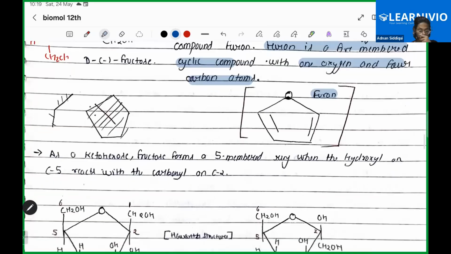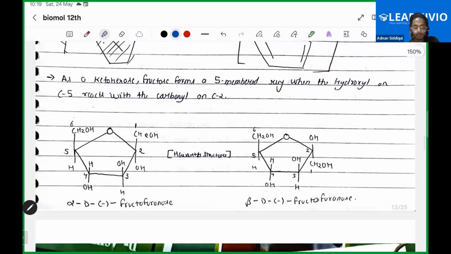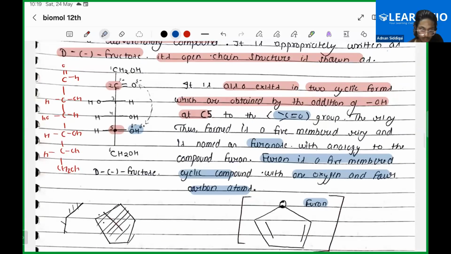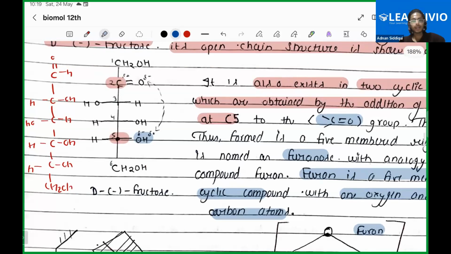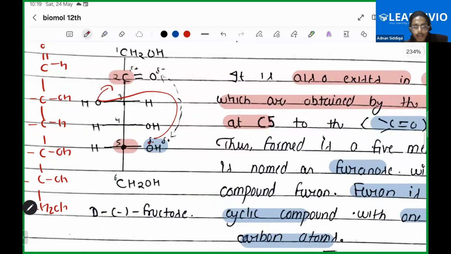So let us understand how these structures look. Here, again, we will rotate it by 180. We don't have to go into the mechanism because they won't ask you the mechanism for fructose. So let us understand it critically. We rotate it, then we do the conversion. Then this OH will attack here. If this OH is attacking at this carbon, it will go like this, similar to the method we used previously.